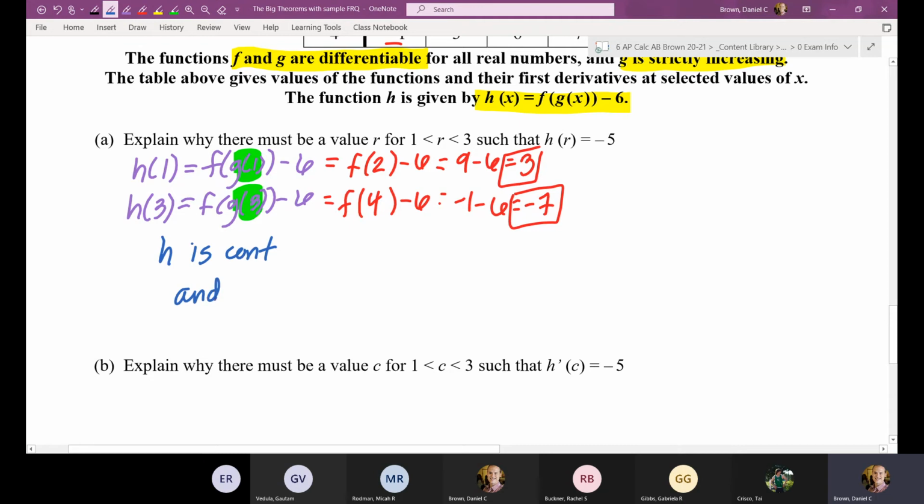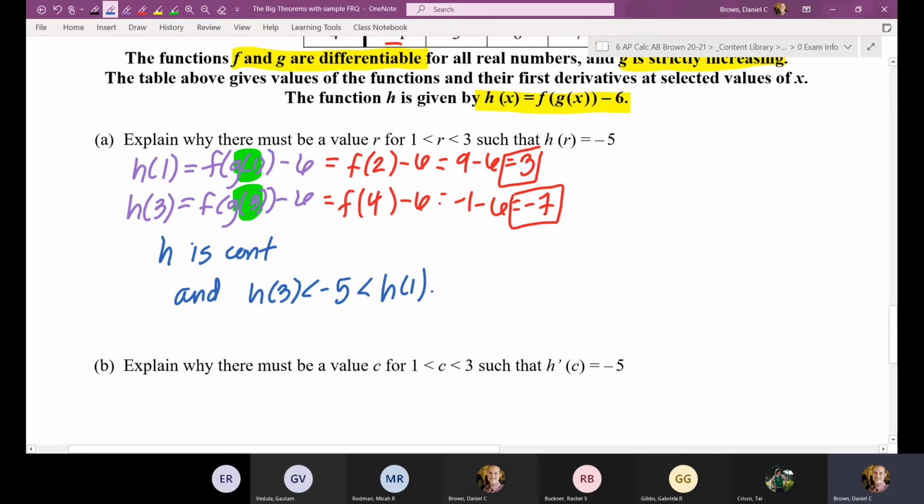And we see that the smaller one is h of 3. H of 3 is less than -5, which is less than h of 1. And on the rubric, again, I printed it out, that is basically all you would have to say.